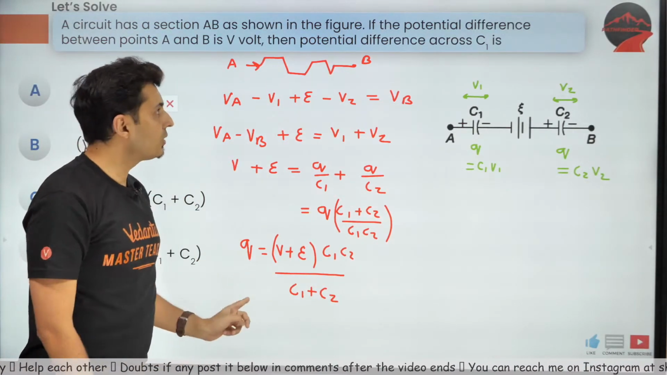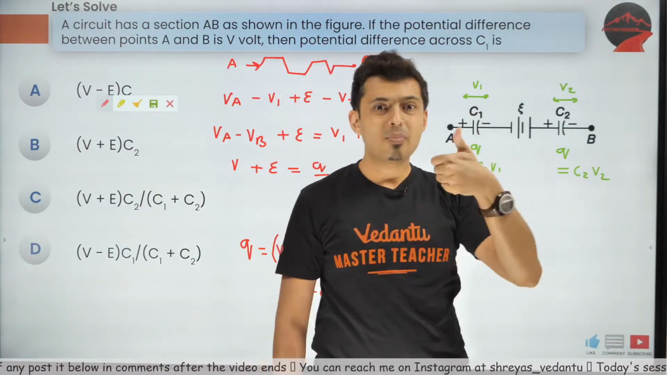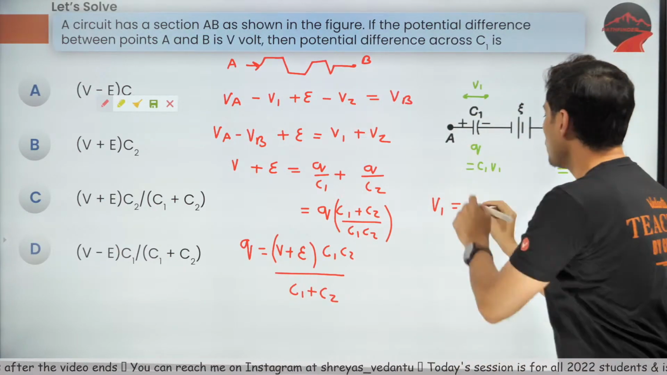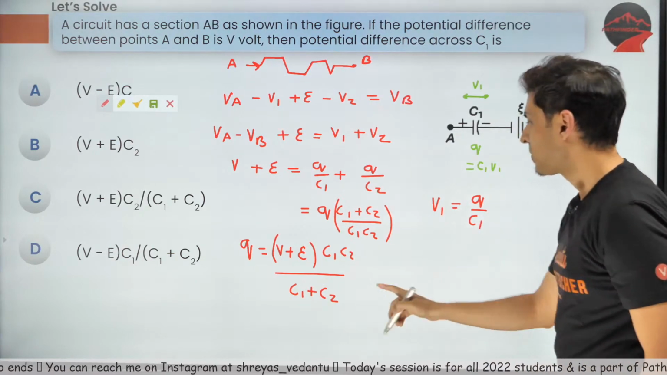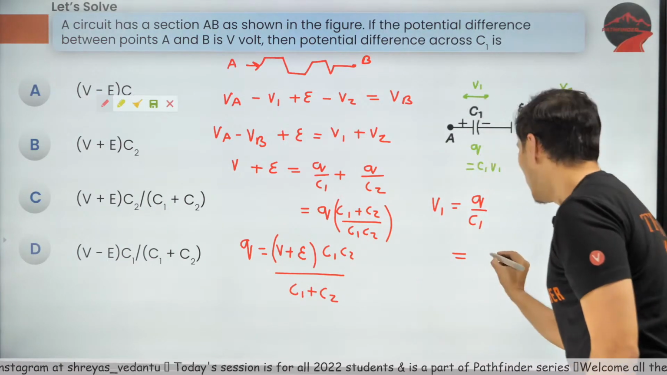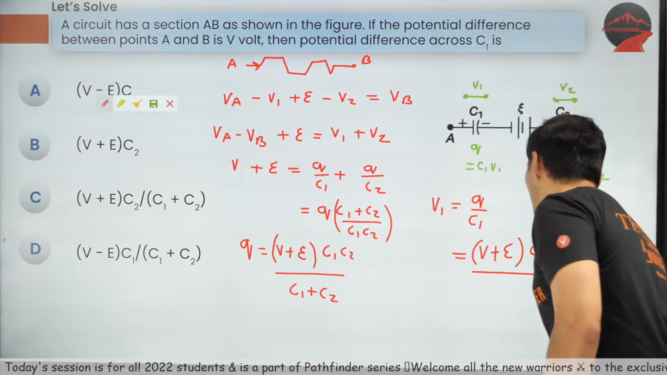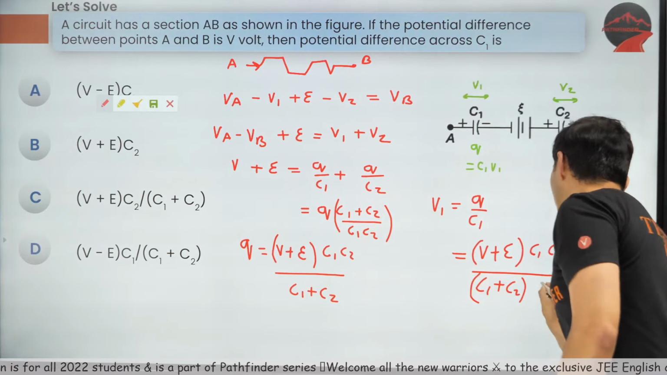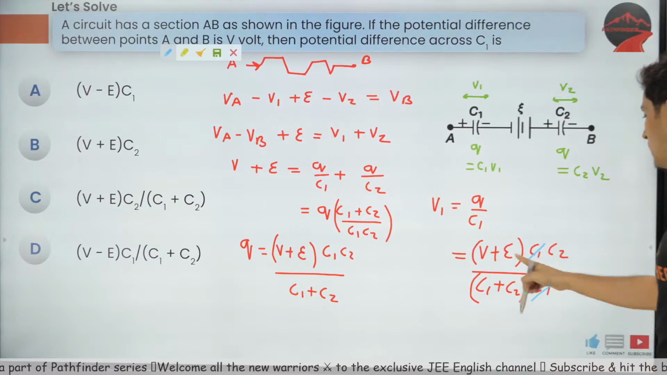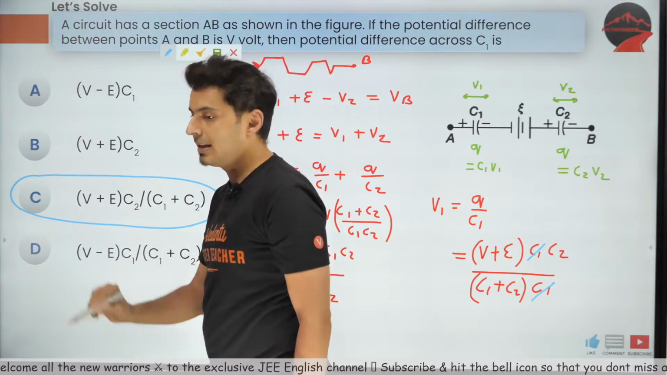Now, the question was not to find the charge Q, but to find the potential difference across C1. So what is the potential difference across C1? It is V1. So what is V1 by this formula? It is Q by C1. So take this and divide it by C1. If you divide it by C1, this C1 will go, so you will get V plus E, if you want to write it down properly, C1 C2 divided by C1 plus C2, the whole thing divided by C1. So you will clearly see that this C1 and this C1 go. You will get this formula, which is exactly option C, I believe.